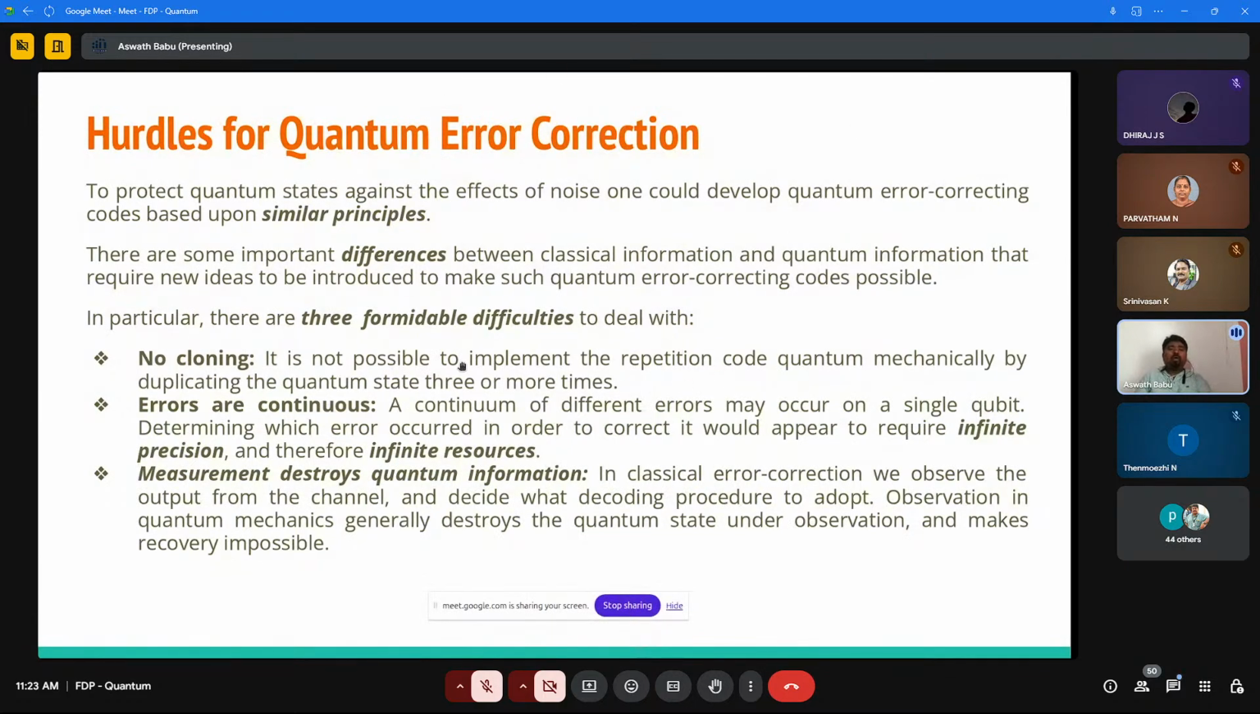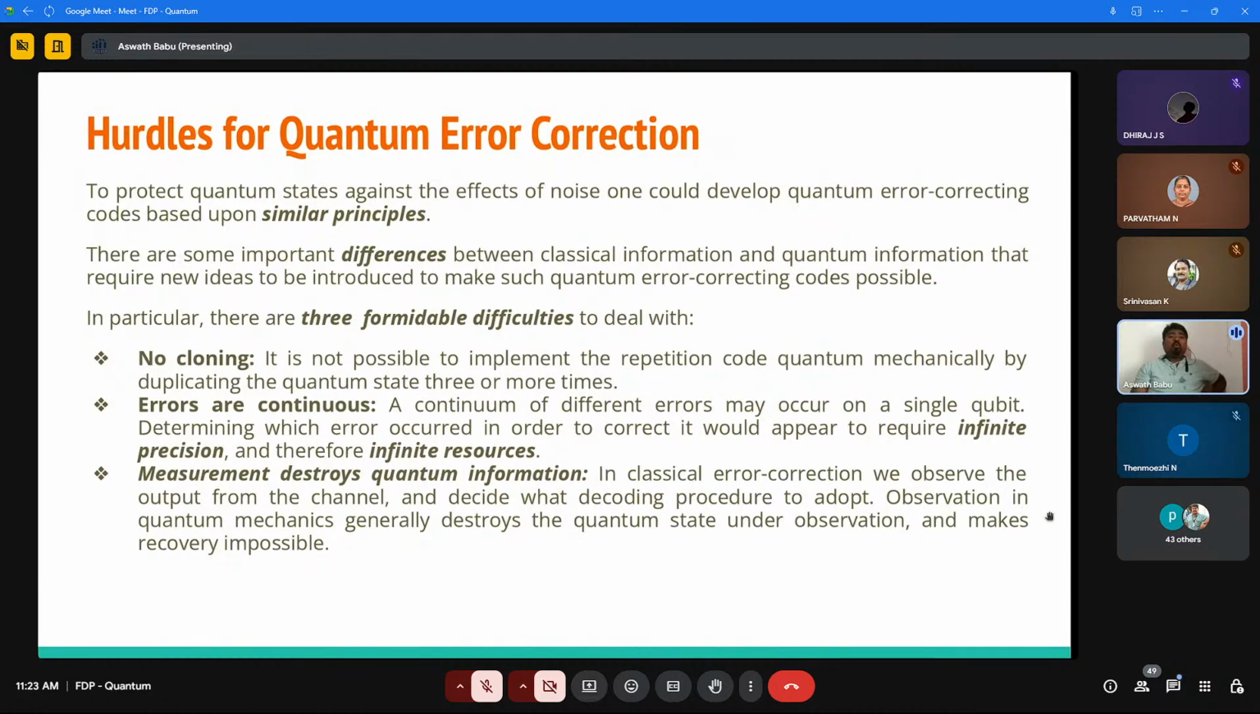One is no cloning, another one is that errors are continuous, and the other one is that measurement destroys the quantum state. So without disturbing it, we have to do that. That can be taken care of. And continuous errors can be taken care of by ensuring the system is nicely isolated. Those things are possible. But one thing that is absolutely not possible is no cloning. I can't do the cloning.